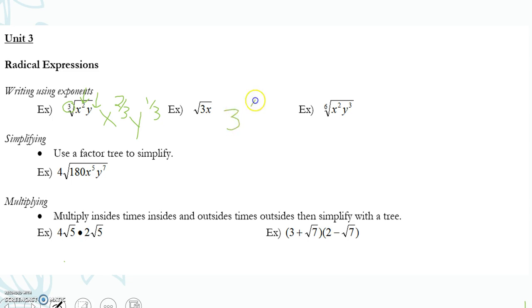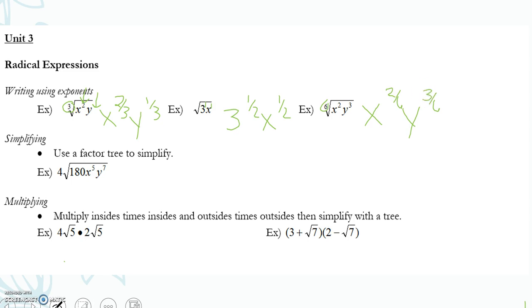I have 3 to a fraction and x to a fraction. Both of them are under a square root, so I put 2 on the bottom. And then the exponent of both of these is just plain old 1, so put 1 on the top. Last one, we have x and y. They have 6 on the outside. And then x has a 2 on top, and y has a 3.